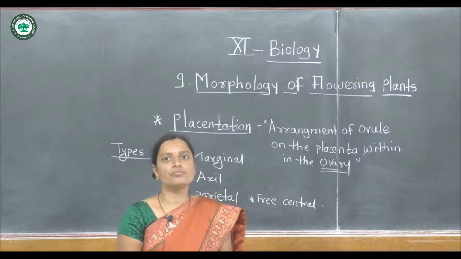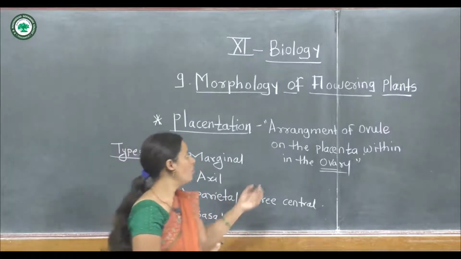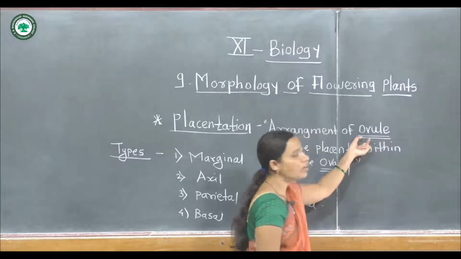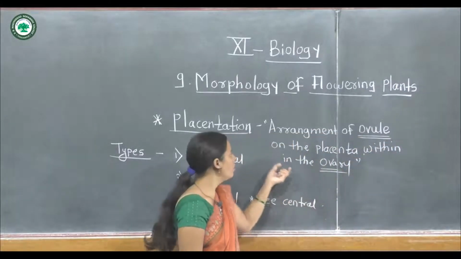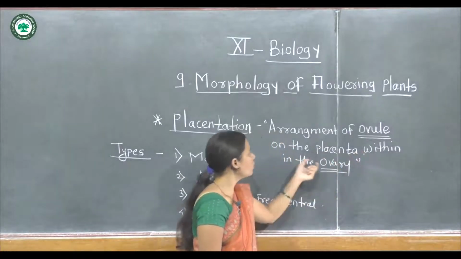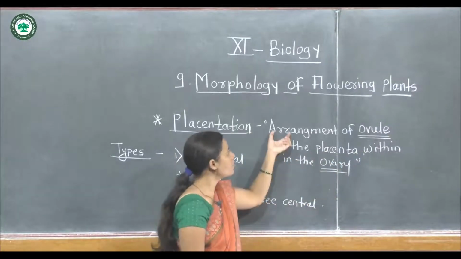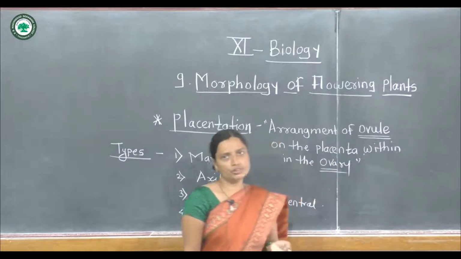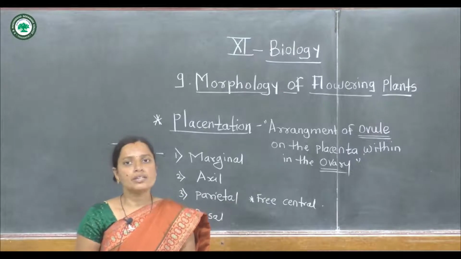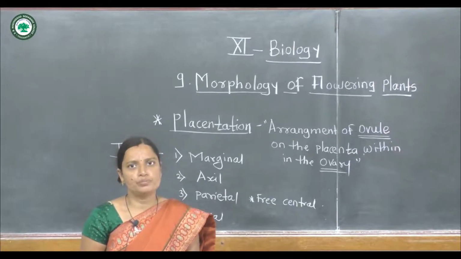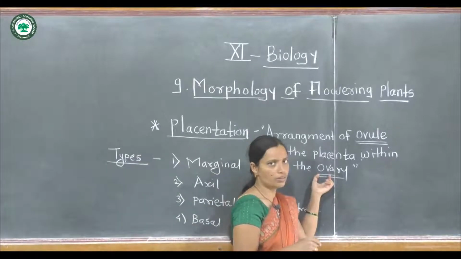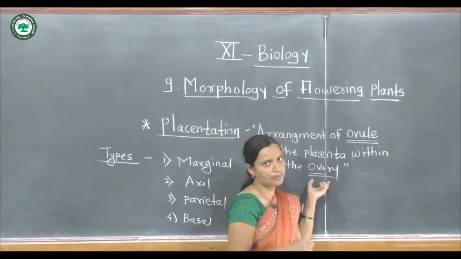Placentation means the arrangement of ovules on the placenta within the ovary. The ovules are arranged in the ovary, and this arrangement is called placentation. This part here is the ovary, containing the ovules.